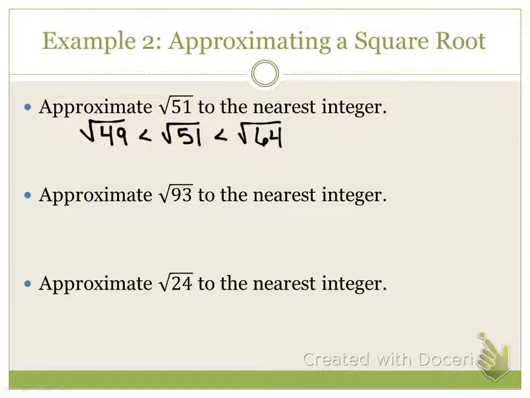Now I ask myself this question. Which perfect square is 51 closest to? 49, it's only 2 away, right? Well, 64, it's 13 away. So, based on the fact that 51 is closer to 49, I would say that the square root of 51 is approximately 7. Where did I get 7 from? 49, because that's the square root of 49. And I'm like, okay, well, if the square root of 49 is 7, the square root of 51 is going to be pretty close to 7, isn't it?